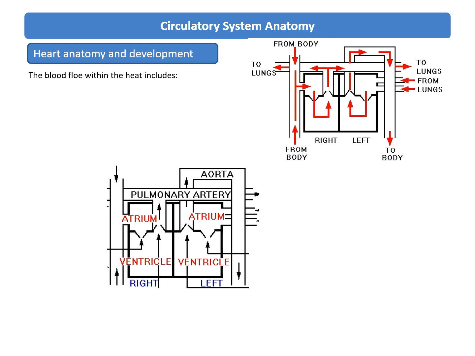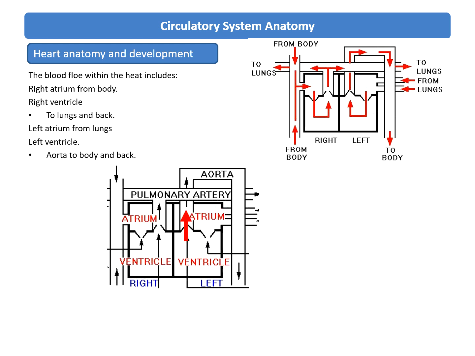The blood flow within the heart begins with the right atrium. It flows into the right ventricle, out into the pulmonary artery to the lungs and back into the left atrium from the lungs, into the ventricles, and then out through the aorta to the body.